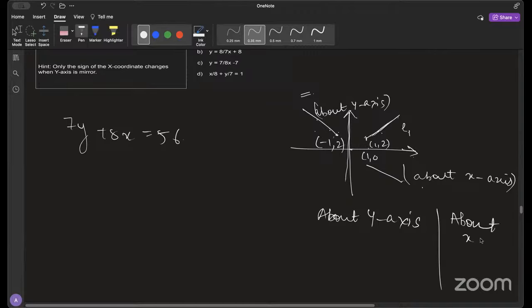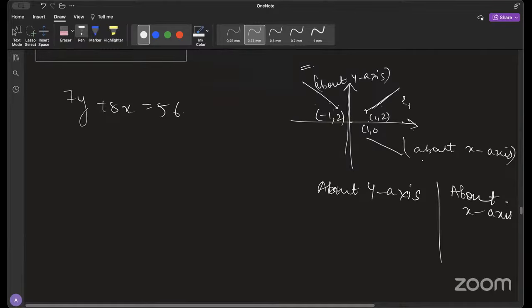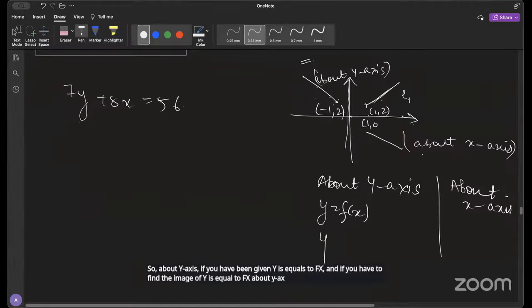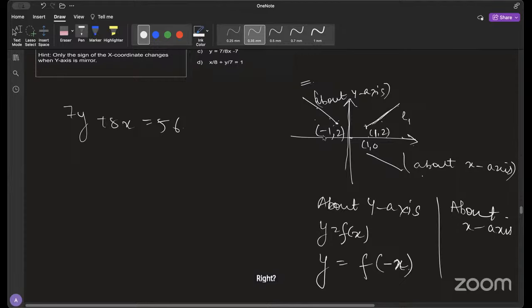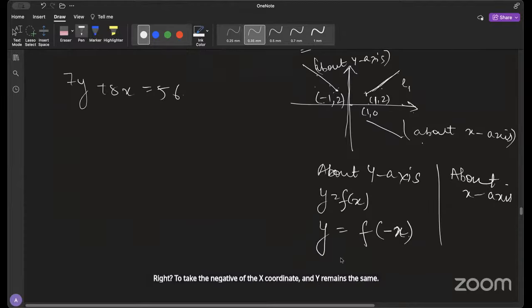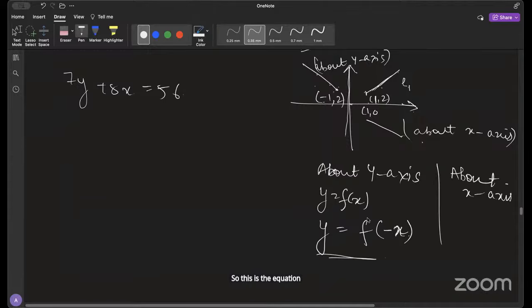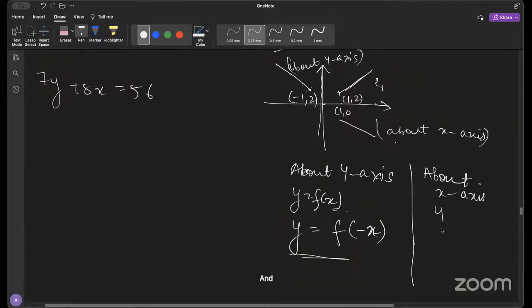So about the y-axis, if you have been given y equals f(x), and you have to find the image of y equals f(x) about the y-axis, your y remains the same, and x changes to minus x. You take the negative of the x coordinate and y remains the same. So this is the equation of the image of this function about the y-axis. And about the x-axis, if you have been given y equals f(x), then its image is going to be minus y equals f(x). So your x coordinate remains the same.